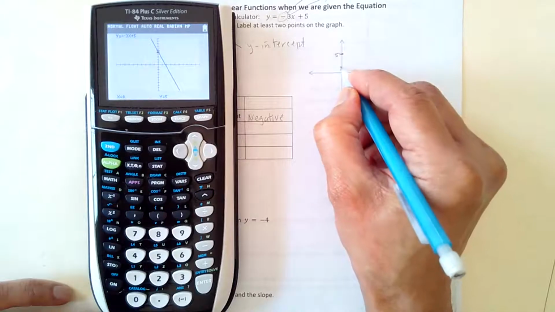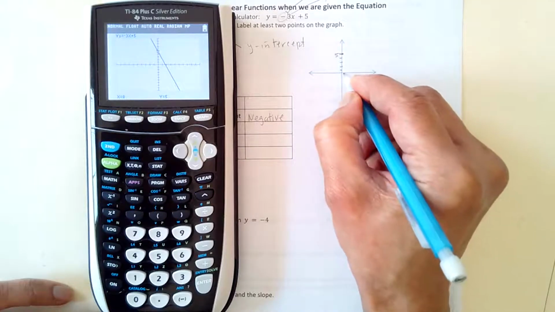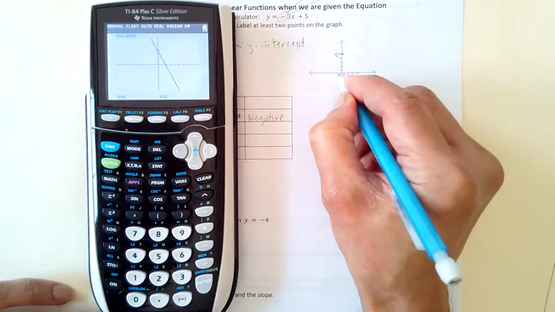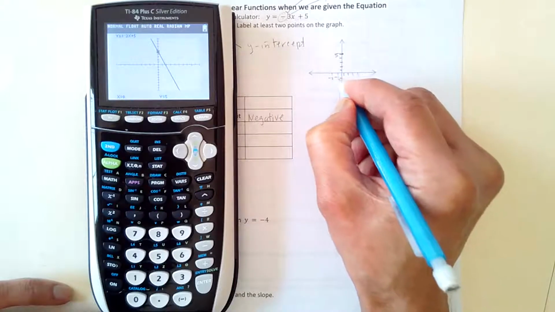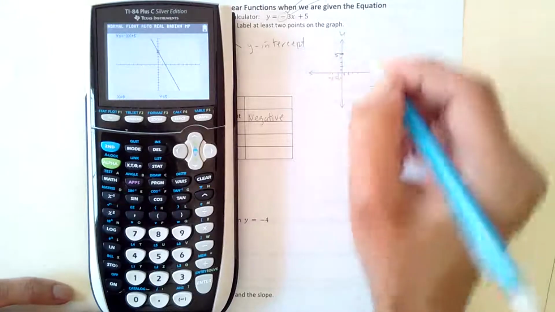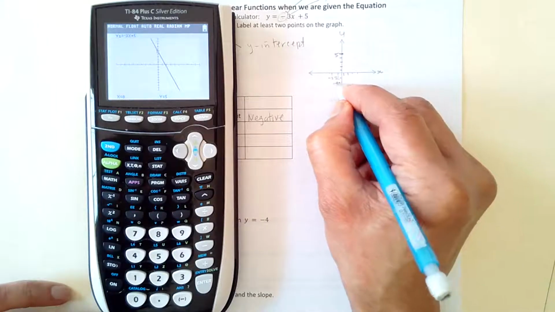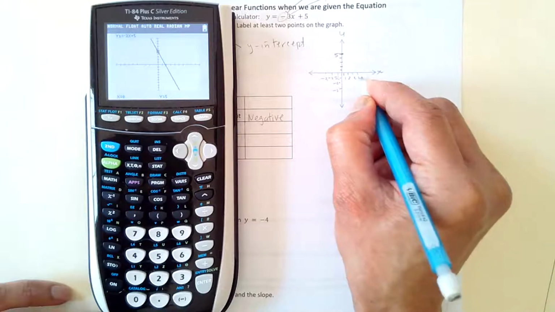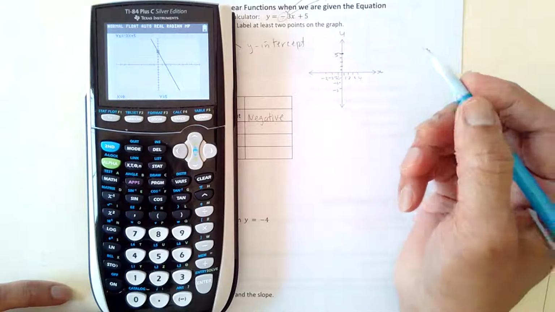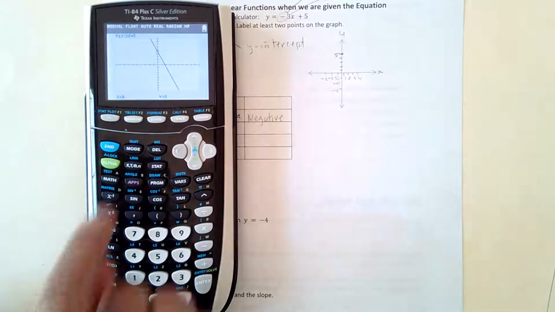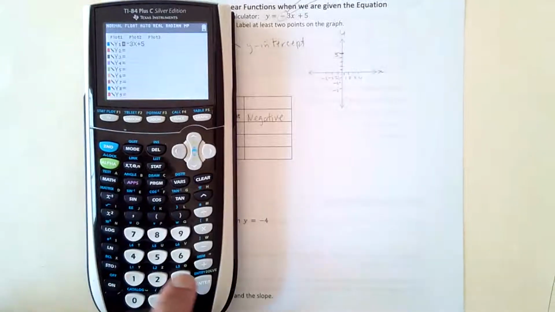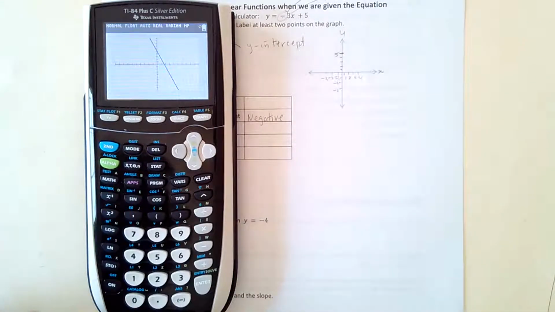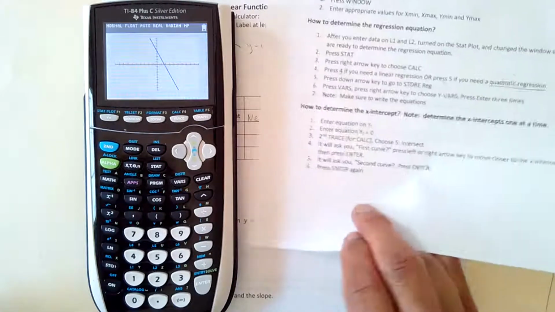So we have 1, 2, 3, 4. Negative 1, x and y axis here. Negative 2, negative 3, etc. Now we need to find where it crosses the x-axis. To do that, we press your y equal button, let y be 0, that's your graph. And you follow from your instruction here. You're going to find the x-intercept.